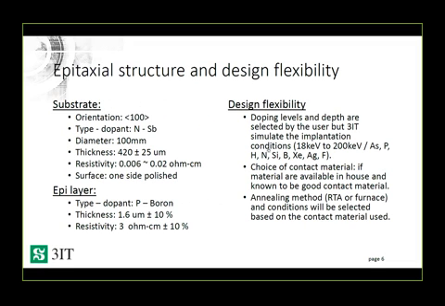Now, what we are working with as a standard epi structure is an N-type silicon 100 substrate, 100 millimeters, 125 micron thick, single side polished with a resistivity of 0.006 to 0.02 ohm centimeter. And the epi layer on top of that is P-type silicon, boron doped and 1.6 micron thick and 3 ohm centimeter in terms of resistivity. So if someone's designing their device, this is the base material you have to work with.